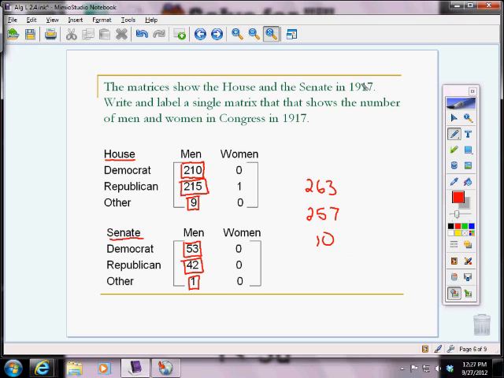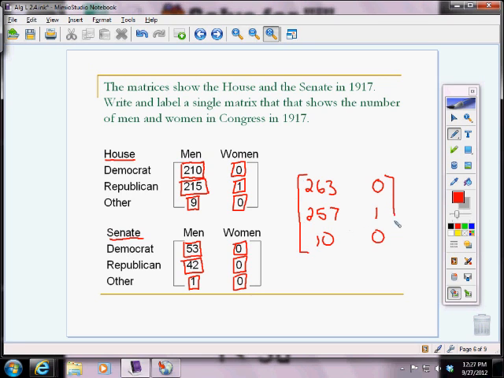Now, for women, of course, this is back in 1917. Pretty quick to add. If we have 0 women plus 0 women, we have 0, of course. I think this is kind of cool. 1 woman in the for the Republicans and women, and 0 down here in the Senate. 1 plus 0 is 1. And finally, 0 plus 0 equals 0.